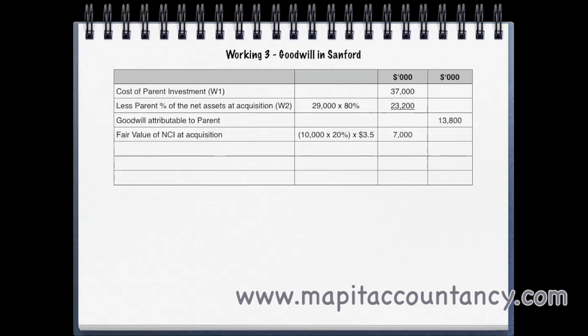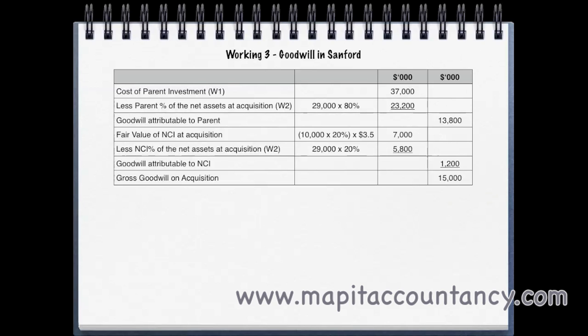So that's the fair value of the NCI at acquisition, less the NCI's percentage of the net assets at acquisition. So that's the bit of the 29,000 we haven't used. We've used 80% of it, the other 20% of it related to the NCI. So that gives us goodwill attributable to the NCI of 1,200. Adding the goodwill attributable to the parent and the NCI together gives us the gross goodwill on acquisition.